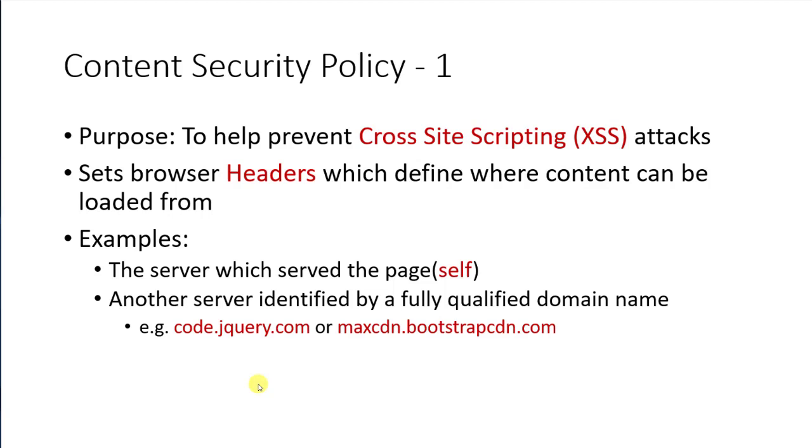It could originate from a forum post, for example, where somebody adds some JavaScript to the end of their message. Then when other users load up that forum post, it displays the message but also runs the JavaScript, which can obviously cause problems. We set browser headers which define where the content can be loaded from. By default, maybe you only allow content from the server that served the page that we're looking at, or you may want to include content from other servers. In our case, we saw that code.jquery.com and maxcdn.bootstrapcdn.com were blocked, and we needed to get content from these servers.